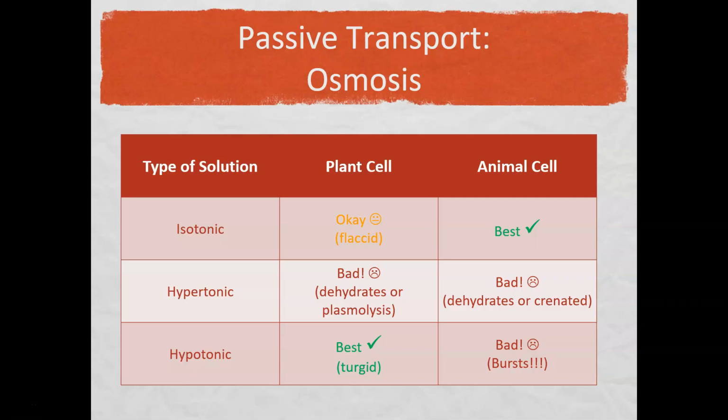Animal cells, on the other hand, bad idea. This is like the overfilled water balloon. If I keep pumping water into my animal cells, they don't have that extra layer, that extra support of a cell wall, and so eventually they end up bursting, all right, or what we call lysing the cell. Not what we want to do, not a good situation. So isotonic is best for animal cells, but hypotonic is actually best for your plant cells, and hypertonic is bad for everyone.